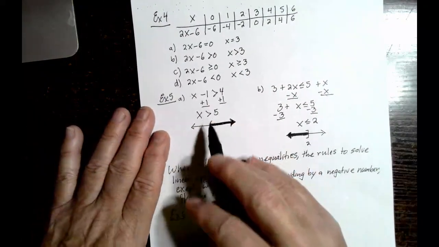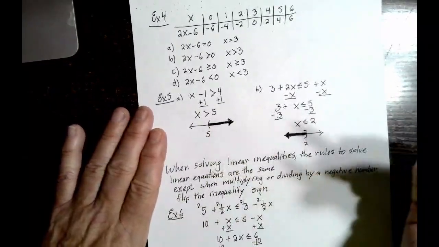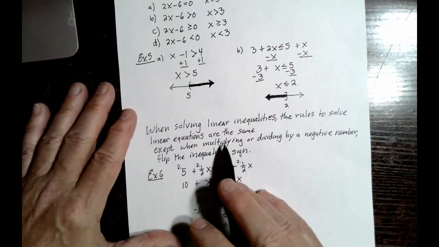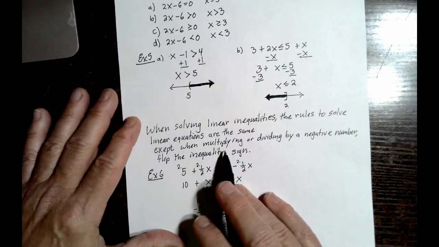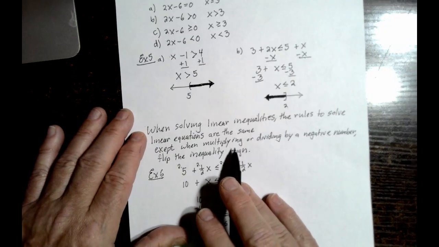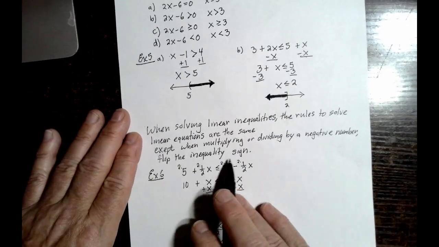Here they ask you to solve it and write a solution as a number line, so you remember the only thing you have to worry about when solving linear inequalities, it's exactly the same rules as we've been using for equations, except when multiplying or dividing by a negative number, you flip the inequality sign. So you have to have multiplying by a negative or dividing by a negative. That's when you flip the inequality.